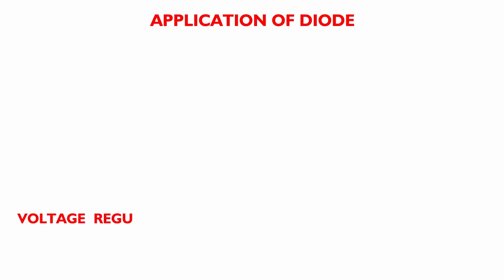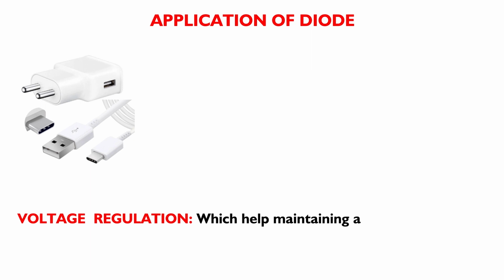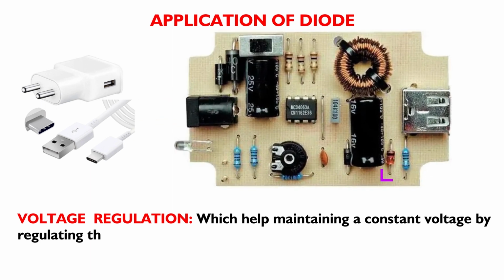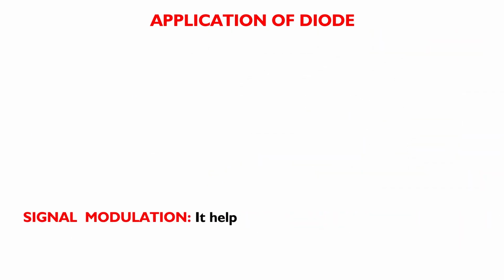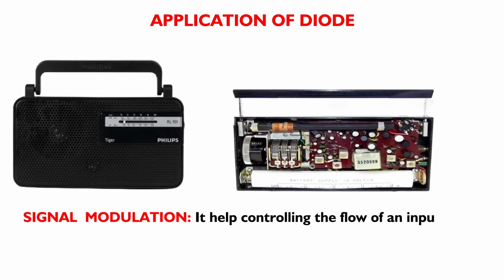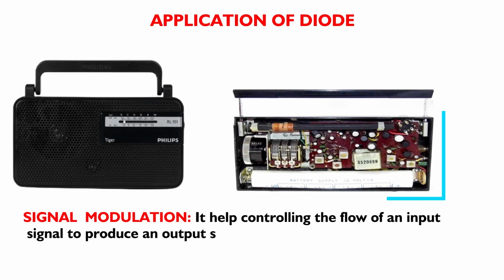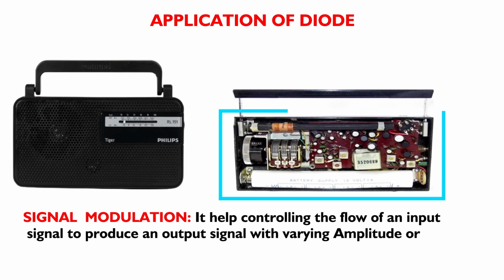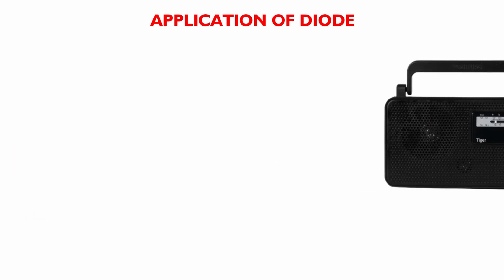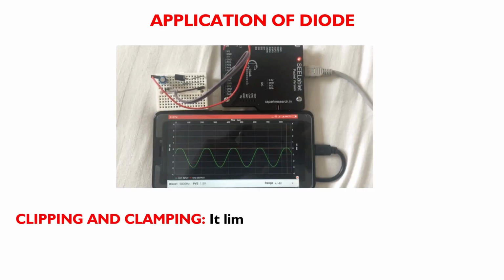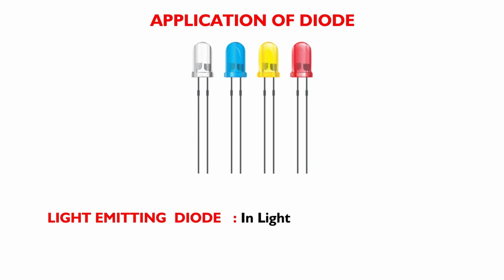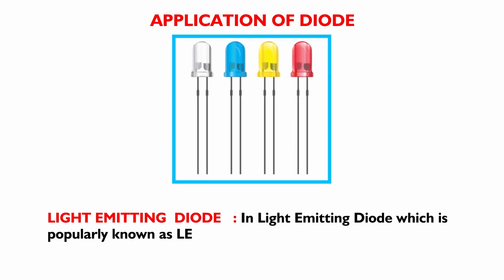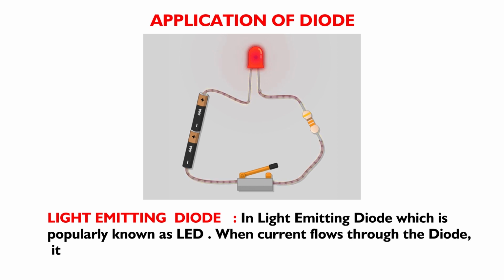The second one is voltage regulation, which helps maintain a constant voltage by regulating the flow of current. Now, in signal modulation, it helps control the flow of an input signal to produce an output signal with varying amplitude or frequency. In clipping and clamping, it limits the voltage or amplitude of a signal to a certain level. In the light emitting diode, popularly known as LED, when the current flows through the diode, it emits light.